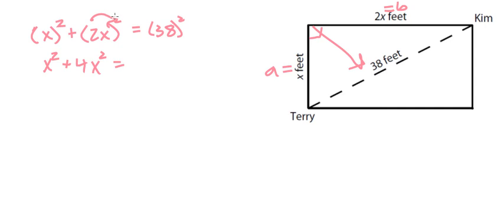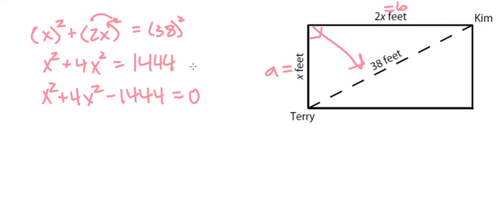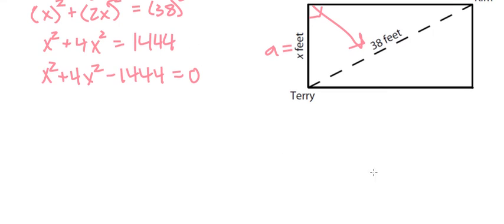Because we have x squared here, this is going to give us 4, and then x squared is going to be x squared. And then 38 squared is going to give us 1,444. So at this point, I know that x squared plus 4x squared minus 1,444 is going to equal 0. So when I'm looking at this, this is simple factoring here.